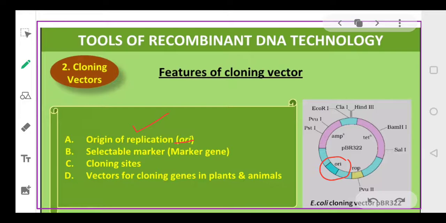Thirdly, it should have cloning sites. A cloning site means a place where, if we insert our DNA, it can easily multiply. Fourth, and most important, we should also have vectors for cloning genes in plants and animals. So four things must be there. First, there should be an origin of replication. There should be selectable markers, also called marker genes. Third, there should be cloning sites. And fourth, there need to be vectors for cloning genes in plants and animals.